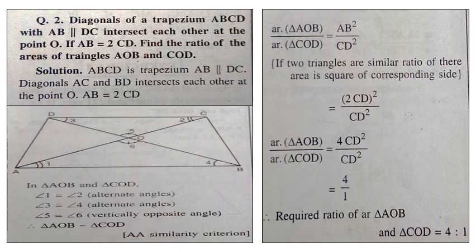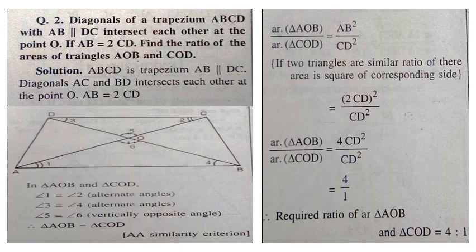In triangles AOB and COD, angle 1 is equal to angle 2. They are alternate interior angles because AB is parallel to DC. Similarly, angle 3 is equal to angle 4, alternate interior angles. Angle 5 is equal to angle 6. They are vertically opposite angles.